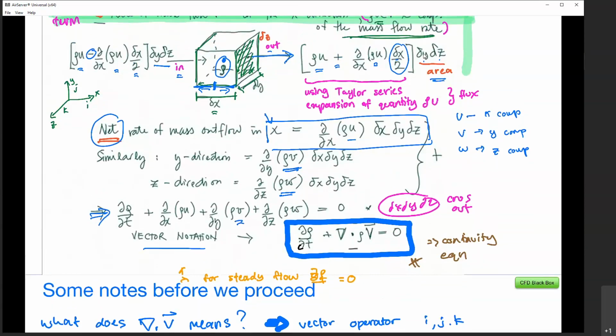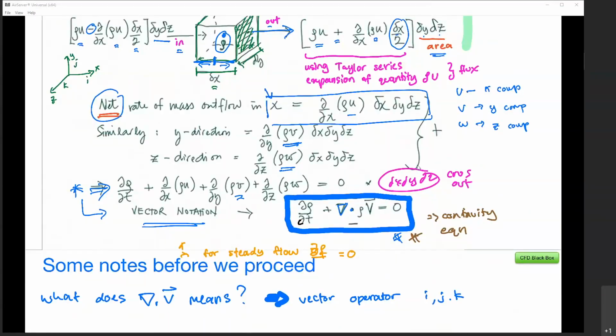So if we rewrite this equation in vector notation, we get the partial derivative of rho with respect to time, d rho over dt, plus this symbol, that's the vector notation, multiplied by rho V, equals 0. And this is our continuity equation. All right, so that's how we arrive at the continuity equation.